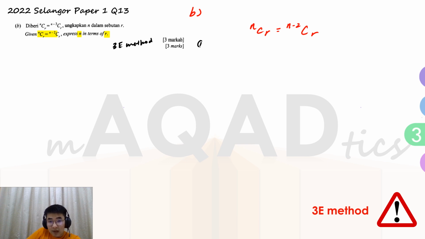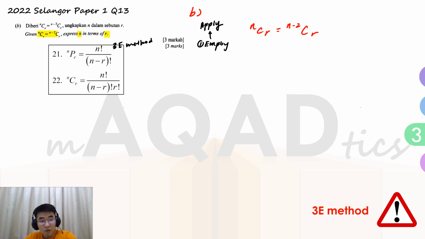So the first E would be employ. Another word for employ would be apply. So meaning for the formulas that we learned in this chapter, we need to apply here or employ here, to simplify the equation to get the expression. For this chapter, we only learn these two formulas, and these two formulas are actually given in the SPM formula sheet. So here we have the combination symbols, so we can use formula 22. Here we have nCr, so we can directly use this expression.